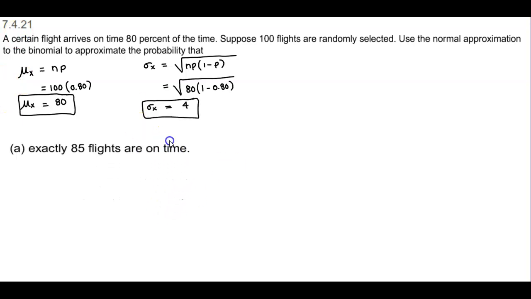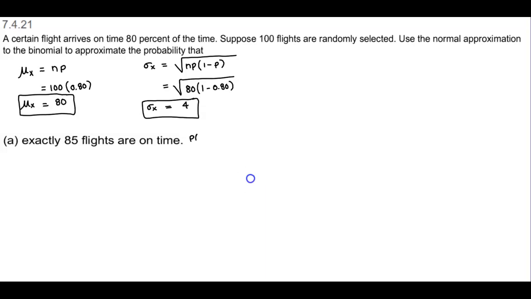Now we want to find exactly 85 flights that are on time. So what it's asking us to do is approximate P of 85. First we have to adjust for continuity by determining an interval of width 1 centered about x. That means the probability of 85 is approximately the probability from 85 minus 0.5, which gives us 84.5, to 85 plus 0.5, which is 85.5.